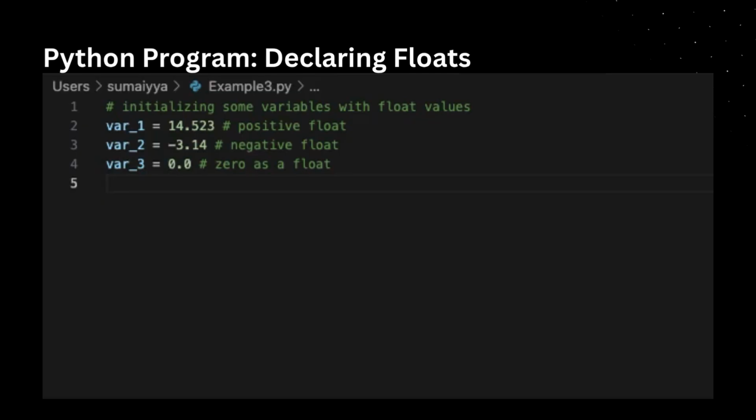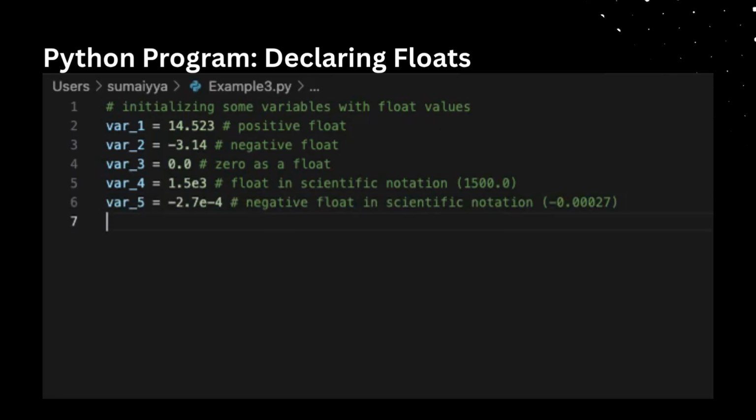Python also allows floats in scientific notation. For instance, 1.5e3 means 1.5 multiplied by 10 raised to 3, which is equal to 1500. Similarly, I can write negative numbers in scientific notation such as minus 2.7e minus 4, which is equal to minus 0.00027. When I check their types using the type function, Python shows class float.